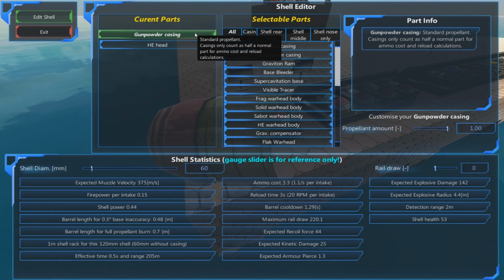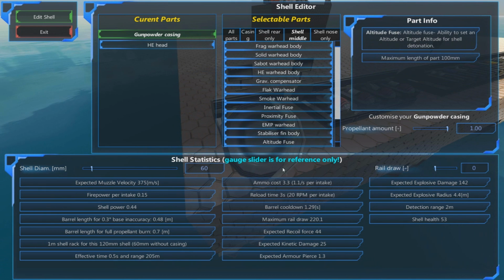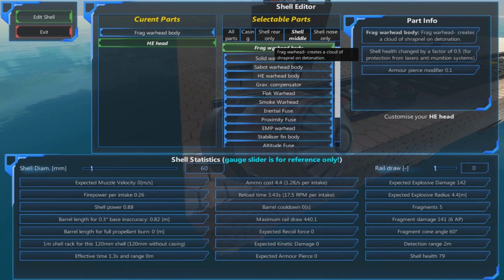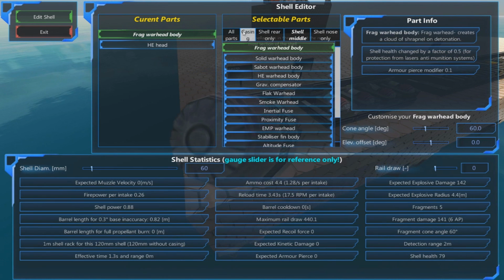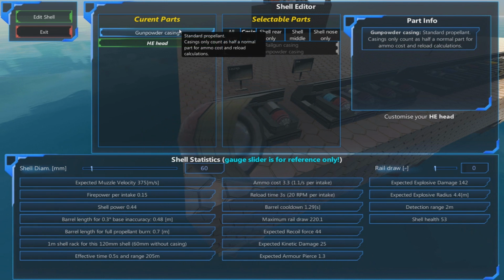So, casings you can get away with having a lot of. You can hear that I'm having to swallow phlegm with every breath. But in any case, you can have a lot of casings. And so, if we go here, ammo cost 3.3, reload time, that shoots up a little bit if that's not a casing, so casings are good for that. You can have lots of them.